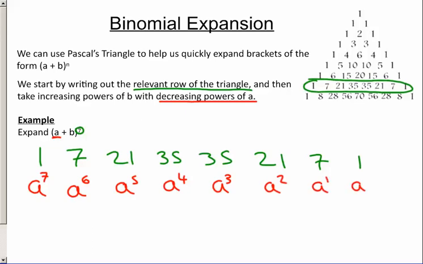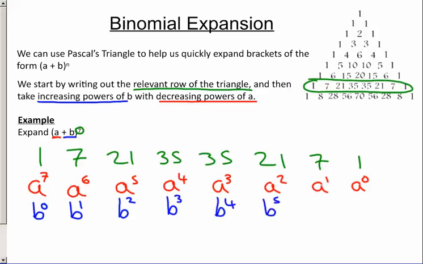And it will always perfectly match up with the last one being a to the 0. The next step is to look at the second part of the binomial, and we do that in increasing powers. So we start with b to the 0, and again this time we increase, but we go along matching up every one as we go. Increase the power by 1 each time until we get to the last one, which is b to the 7.